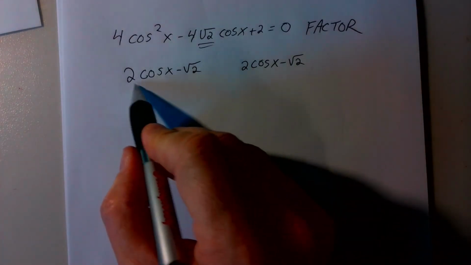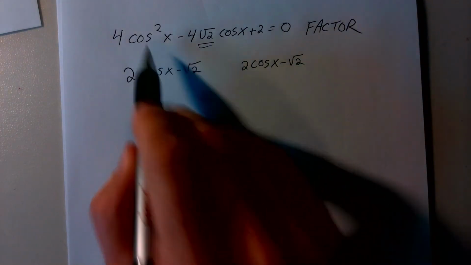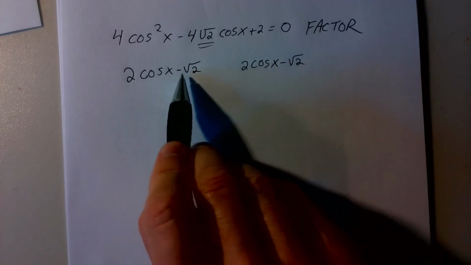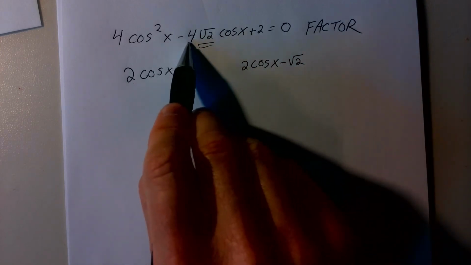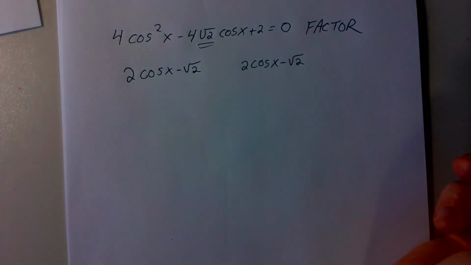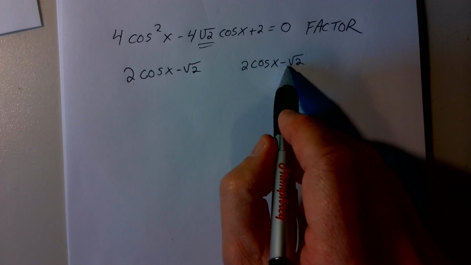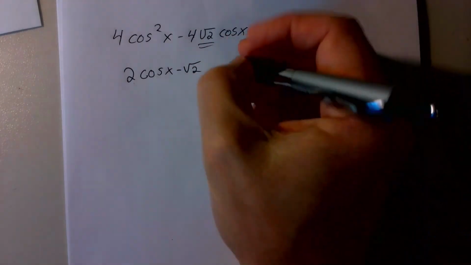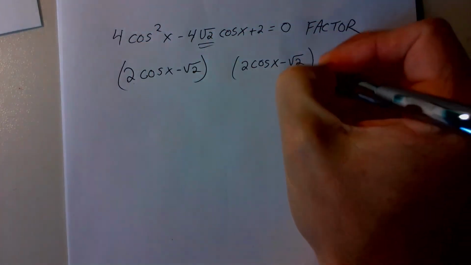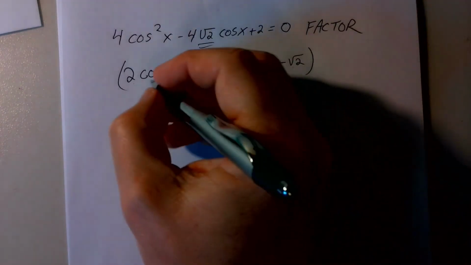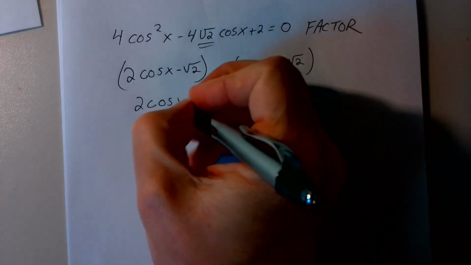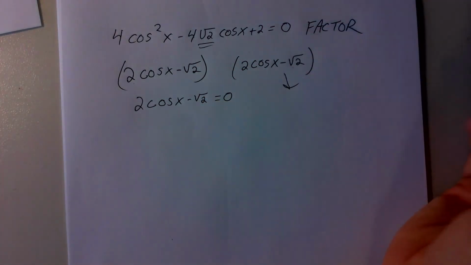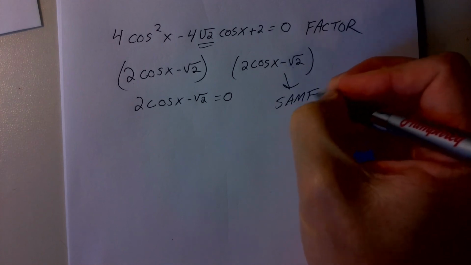Let's try this. So 2 cosine x times 2 cosine x is 4 cosine squared x. Outside is negative 2 root 2 cosine x. Inside is negative 2 root 2 cosine x, which totals negative 4 root 2 cosine x. Well, that's good. What's a negative times a negative? Positive. Root 2 times root 2? That's a real 2. That's what this equals. Sweet. So this does factor into this. Awesome. So which means I need to solve this equation, 2 cosine x minus root 2 equals 0. I don't need to solve the other one because they are the same.